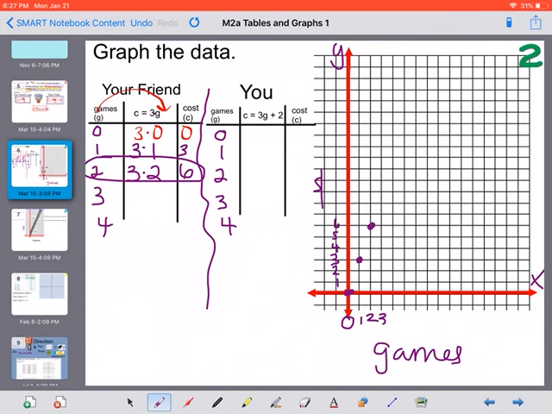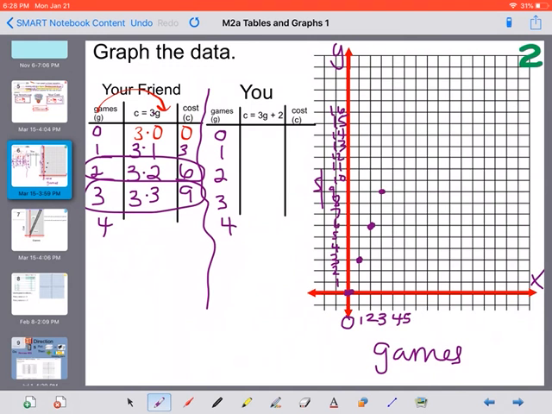I'm going to go out to 5 here and continue to number my lines. 9, 10, 11, 12, 13. We'll go to 16. Hopefully that'll be far enough. We can always add more numbers later. Now if we bowl 3 games, $3 times number of games, 3 times 3 is 9. So if we bowl 3 games, it'll cost us $9. So at 3, we'll go up to 9.